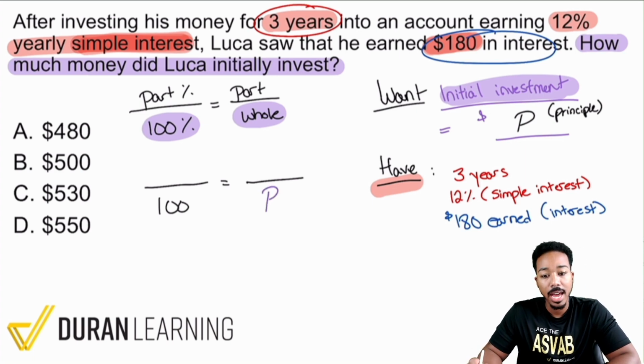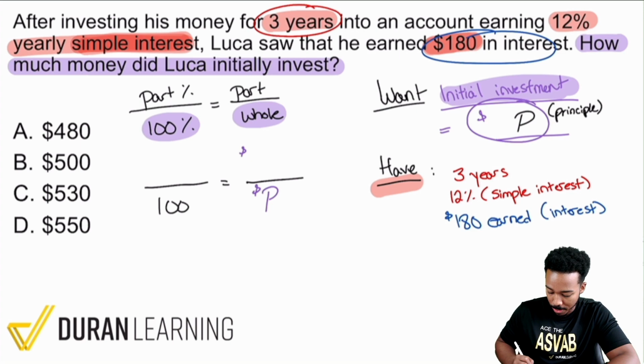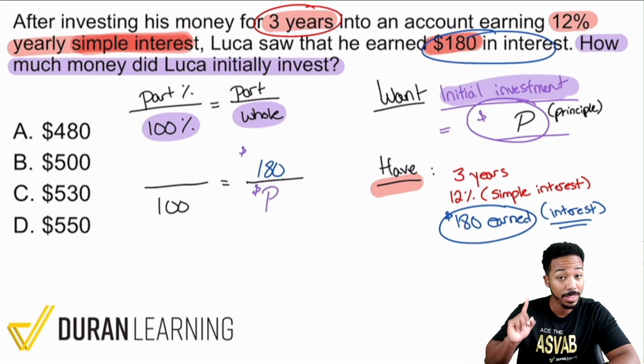All right. Now, let's think about, hey, what should we put in here? Well, what I'm going to put there is going to be the interest that I've earned. Because notice that this is P dollars, and so I'm going to have a dollar amount up here. And so let's just go ahead and put 180 bucks right there. And that is the interest that we earned.